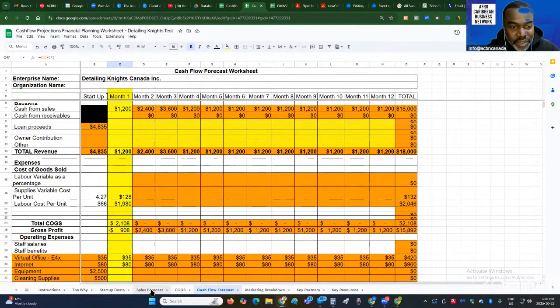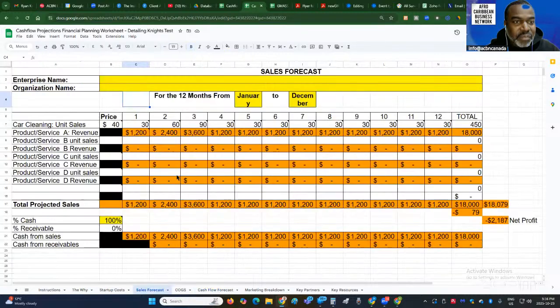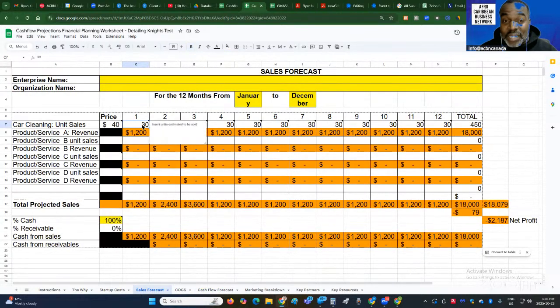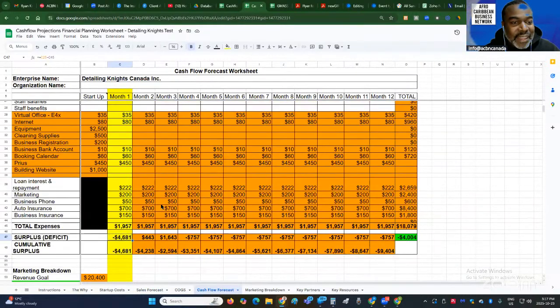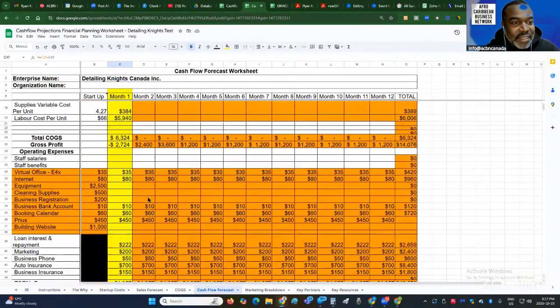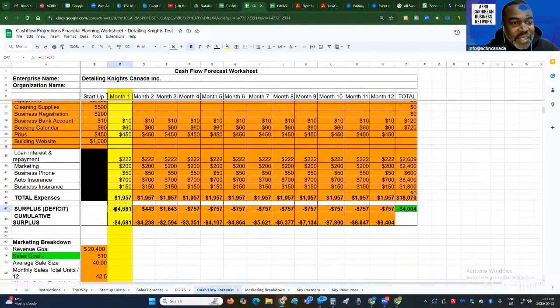The revenue can go up by increasing the number of units that you're selling. So I could clean more cars. Let's see, if I cleaned 90 cars in the month, which is 3 a day, that would be $3,600. And then, oh wow, it's still going backwards. And you know why it's still going backwards?